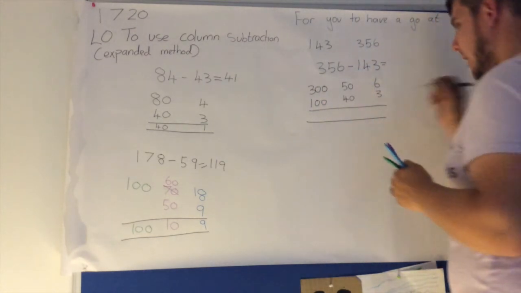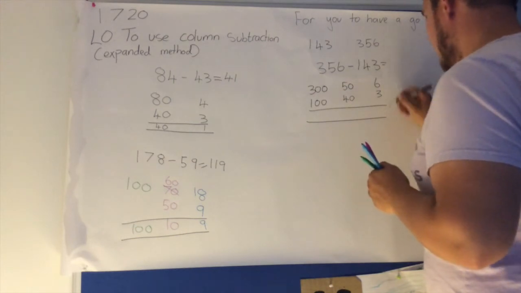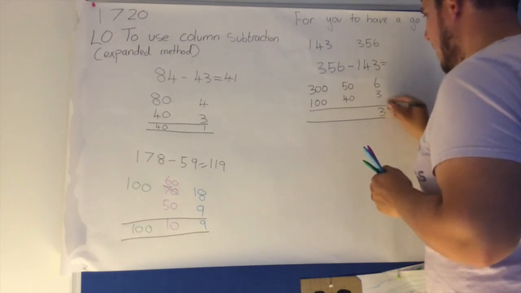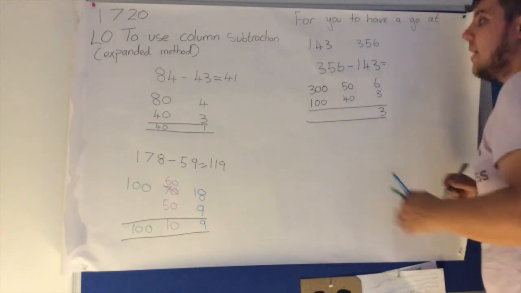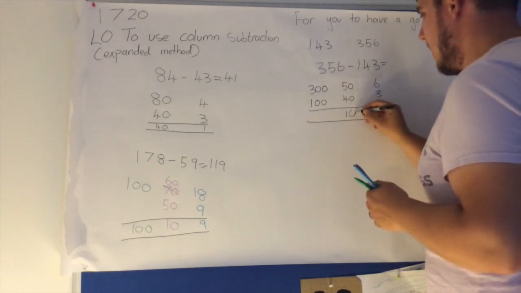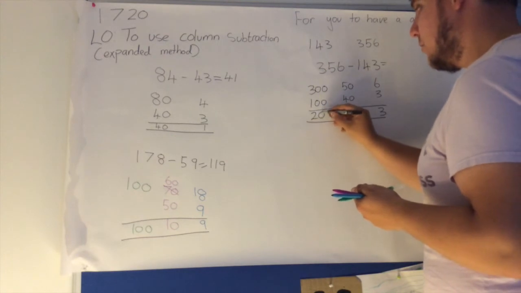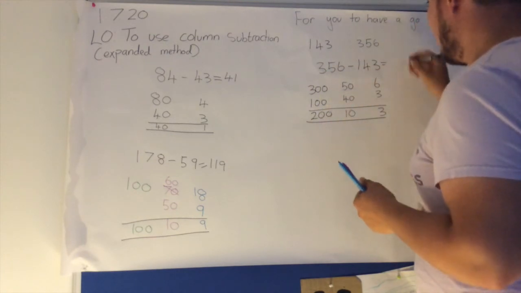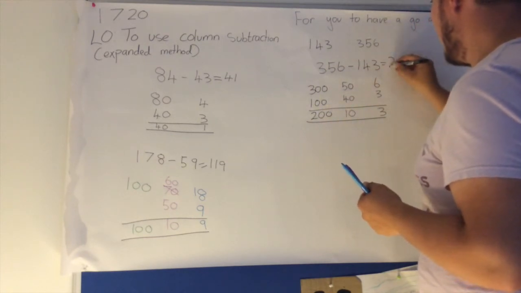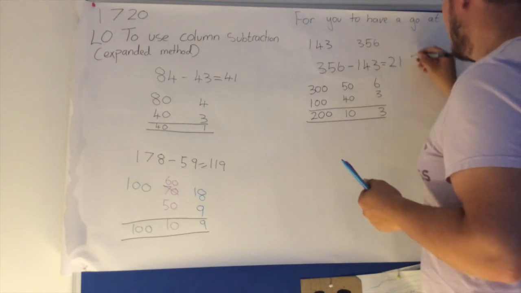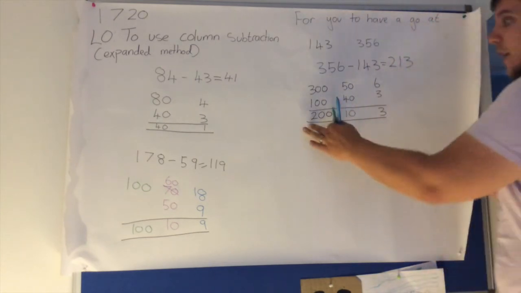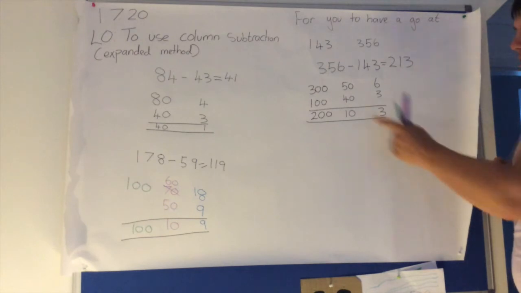6 take away 3, I can do that. So I've got 6 take away 3 gives me 3. 50 take away 40 gives me 10. And then 300 take away 100 gives me 200. And I can recombine those together. 213. Okay. Column subtraction expanded method.